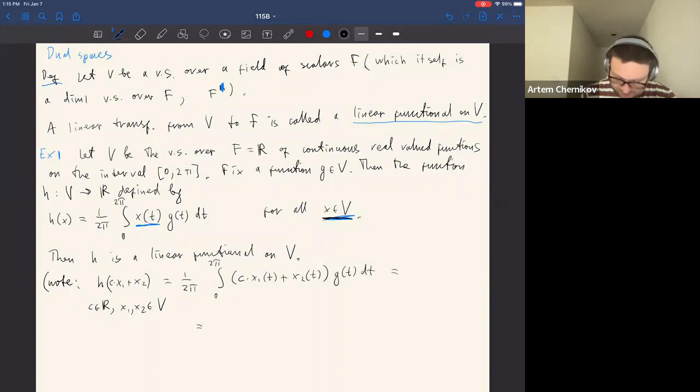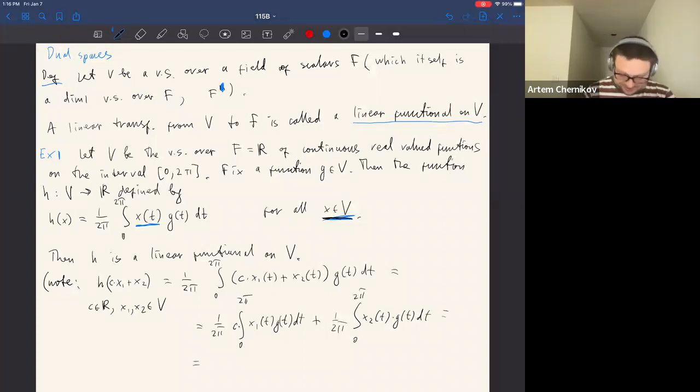So this is the same integral, but now we have c times the integral of x1 of t g of t, right? Plus, again, we have 1 over 2 pi, from 0 to 2 pi dt, plus the same integral, but now x2 of t times g of t dt, from 0 to 2 pi, okay? But this is, of course, nothing else than c times h of x1 plus h of x2, yeah? So this way we verify that h is indeed a linear transformation. So it follows from the properties of integrals.